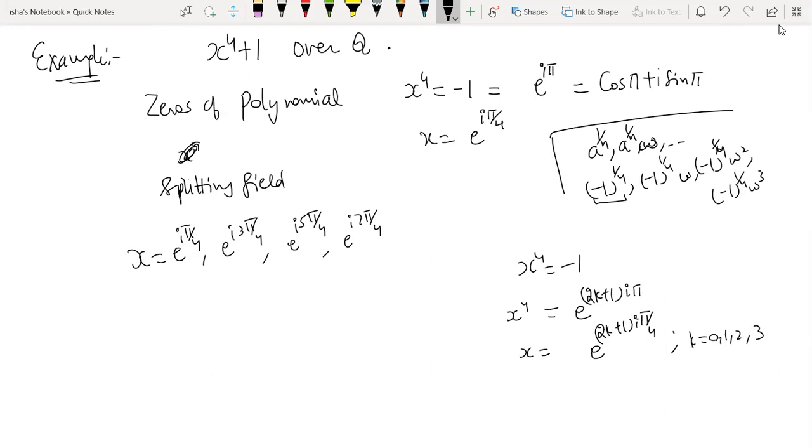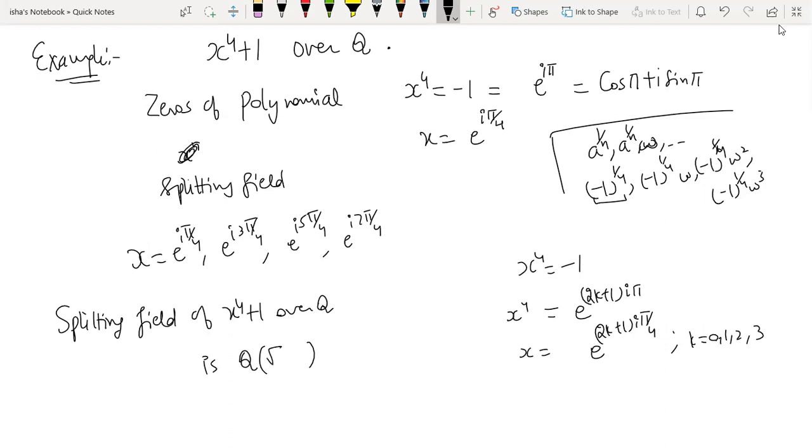So you will get these as the roots. When you substitute k equals 0, you will get i pi by 4. k equals 1 will give 3 i pi by 4, then 5 pi by 4, and 7 pi by 4. So these are the zeros. So what should be the splitting field now? The splitting field of this polynomial over Q is going to be an extension of Q, extended with certain elements. So what should be that element? Anybody got the answer?